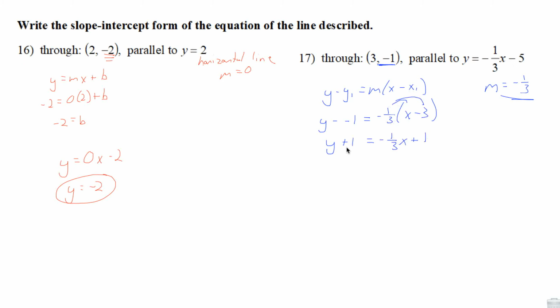positive 1. And we subtract 1 from both sides, and we get negative 1/3 x plus 0. You don't have to put the plus 0. If you put it, some people like to put it because it reminds them that the y-intercept is 0. But there is the equation of the line that goes through 3, negative 1, and is parallel to this line.